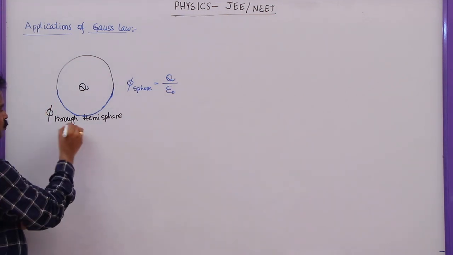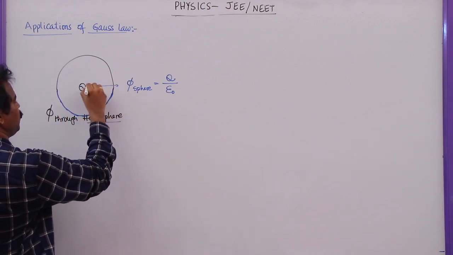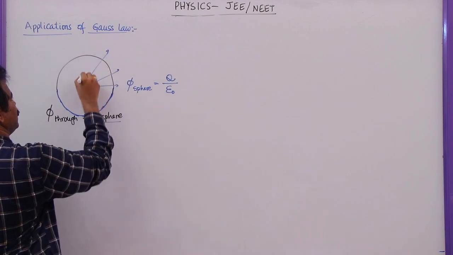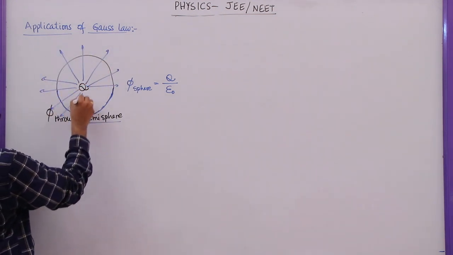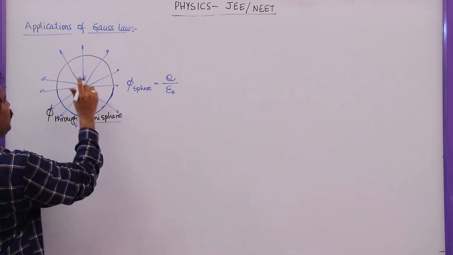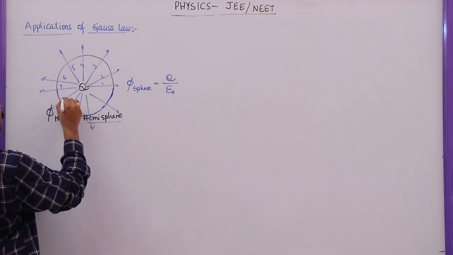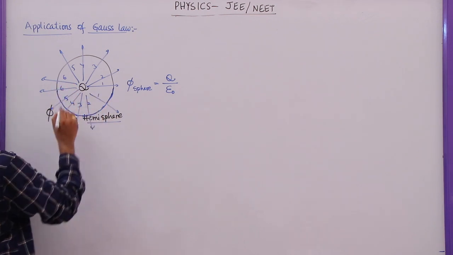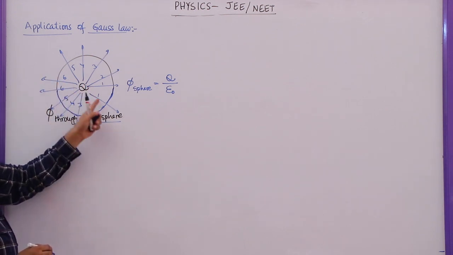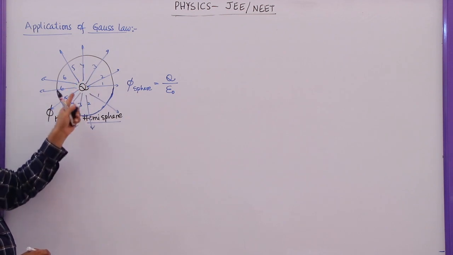But I want the flux through the hemisphere. Let us say I draw the electric field lines here. Now you can see here 1, 2, 3, 4, 5, 6, 7. Here also 1, 2, 3, 4, 5. So let me take this as 6. For each and every line there is an opposite line: 1 and 6, 2 and 5, 3 and 4, like this.